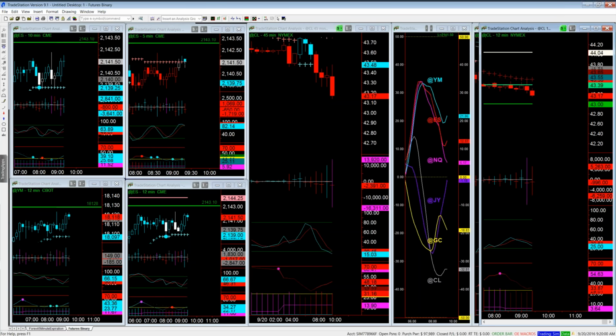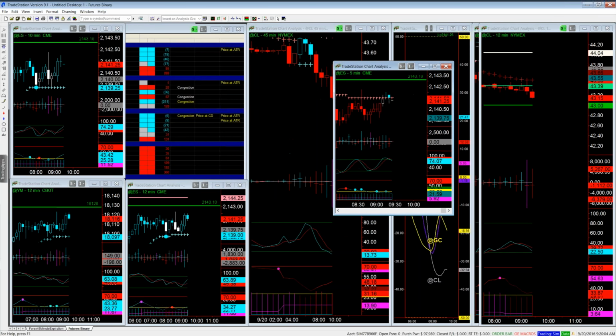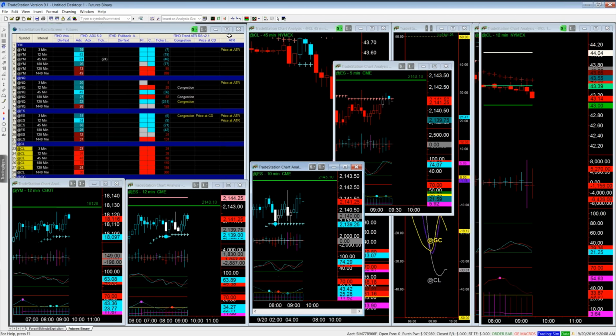And this is where, you know, these columns really help you identify where the trades are, because it would have said here price at ATR, so you would know to immediately go and start analyzing that chart because you've got a potential setup. Okay.